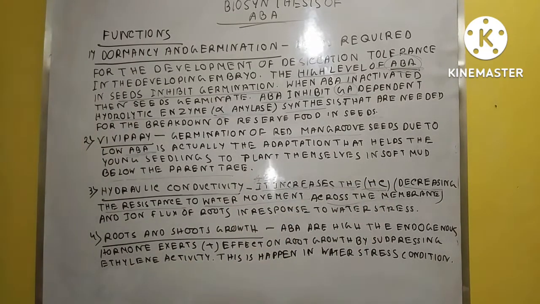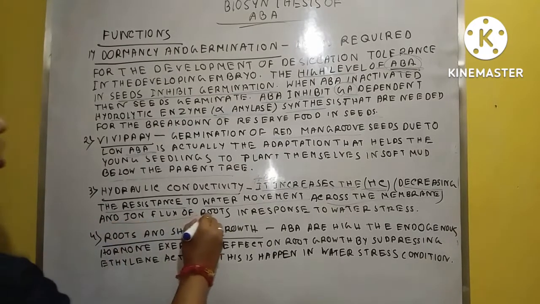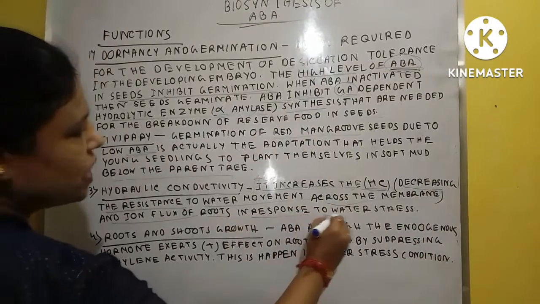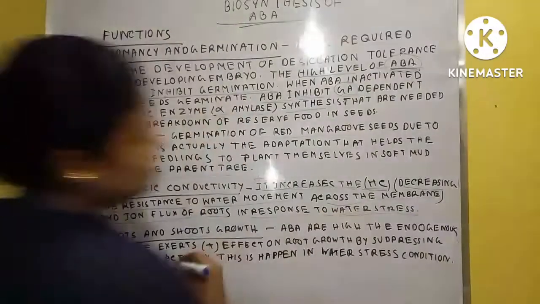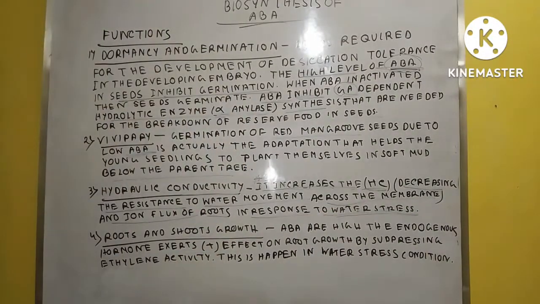They can resist themselves, and there is also ion flux of the roots in response to water stress. So they can easily survive in the water stress situation. Plants can easily survive in the water stress situation.